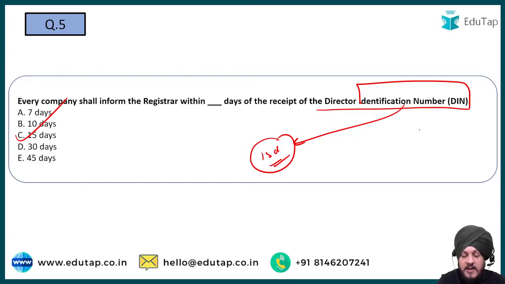So this is something that is very important. If you want to see the key timelines with respect to this DIN that you need to remember, the first timeline that you need to know is 30 days, right, and the second timeline that you need to remember is 15 days.